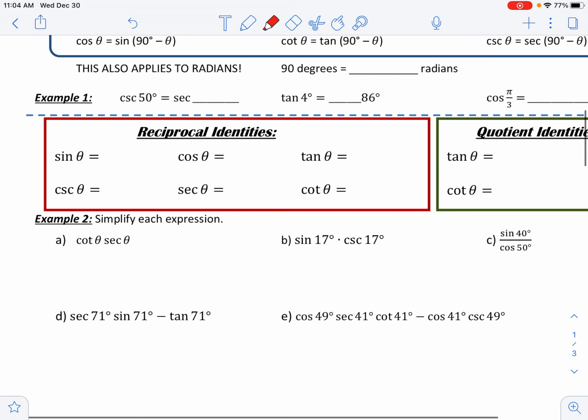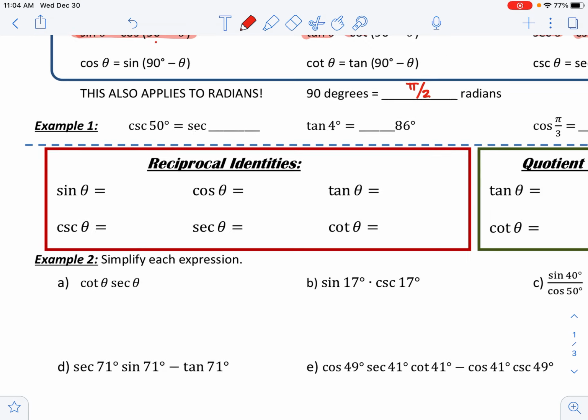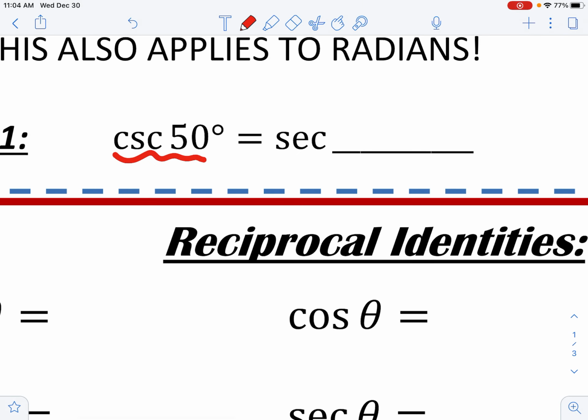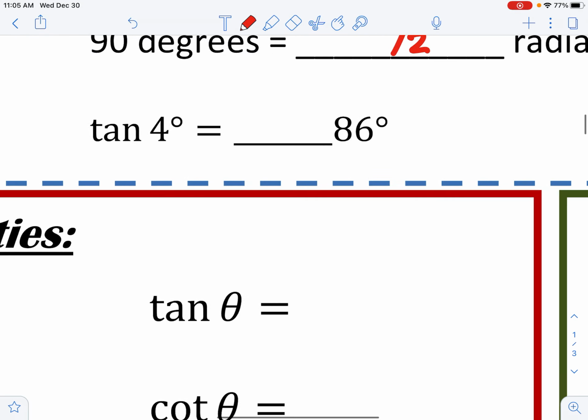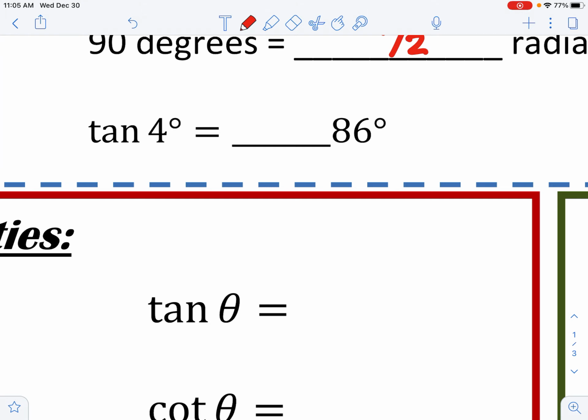Okay, so this also applies to radians, and then remember, 90 degrees is pi over 2 radians. Just recall that. Okay, so let's say you were doing a problem and secant of 50 was in it and it wasn't helping you. So the question is, what can I replace it with that might be helpful? So all I have to do is say, okay, its cofunction is cosecant, and then 90 minus 50 is 40 degrees. So these two things are equivalent. What if I saw a tangent of 4 degrees in a problem and it wasn't helping me and I needed to change it out? Well, its cofunction is cotangent, and then 90 minus 4 is 86.